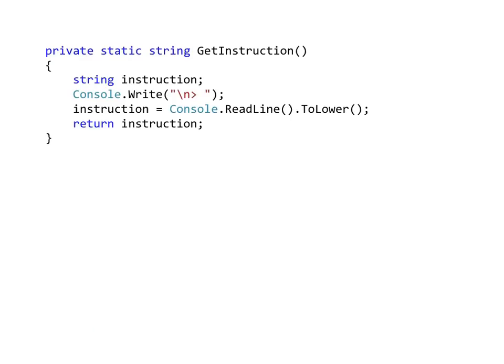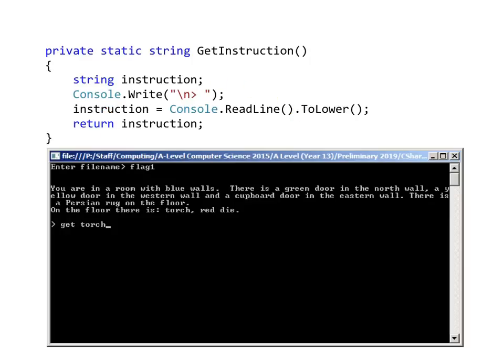So this get instruction function will display a prompt. So it writes to the screen this prompt here. So it's going to do a \n, which is a new line character, so it's just going to display the angled bracket and a space, and then it's going to use console.readline, which is going to read in the user's command. It's going to convert it to lowercase, put it into instruction, and then that becomes the return value. So fairly straightforward.